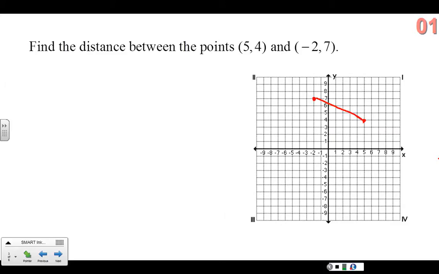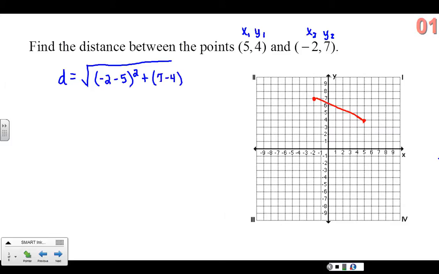So using the distance formula, it might be helpful to label your points. I'm going to call this point x1, y1, and then x2, y2. So x2 minus x1, so that's going to be negative 2 minus 5 squared, plus y2 minus y1, so 7 minus 4 squared. And that's the square root of all of that.